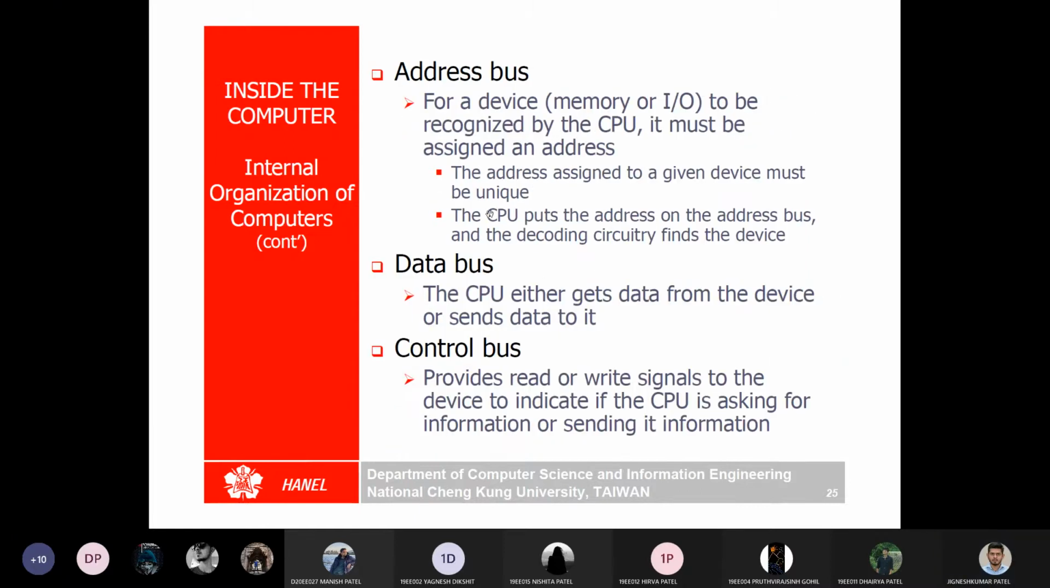Okay. So this is address bus, this is data bus, this is control bus. These are the definitions of these things. For a device to be recognized by CPU, it must be assigned an address. So that's about address bus.